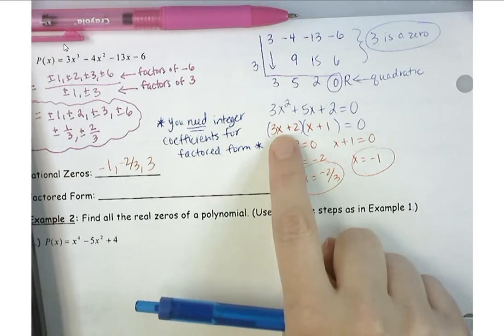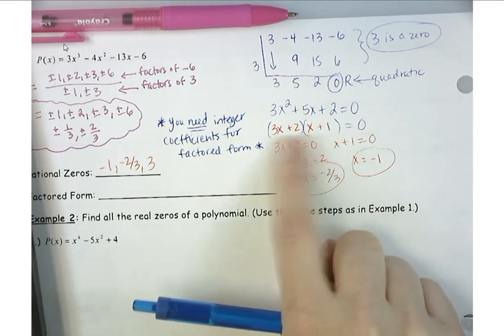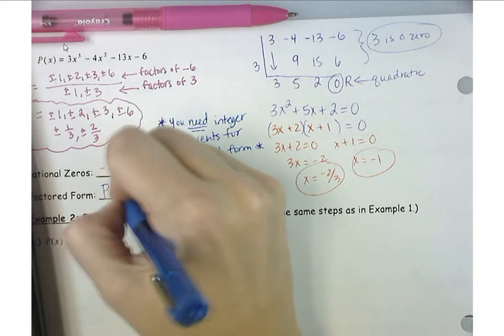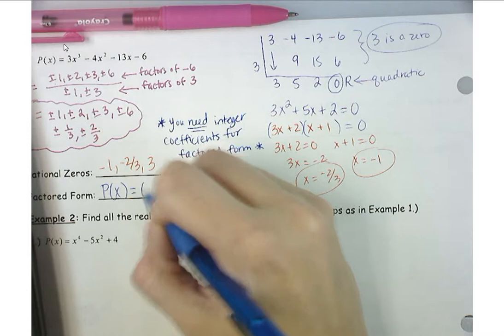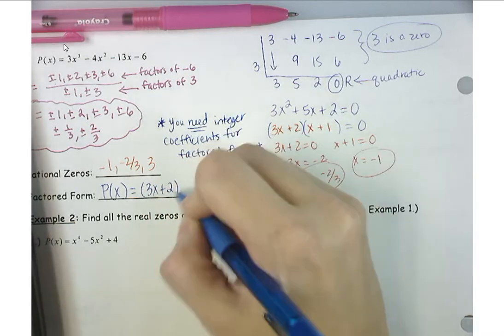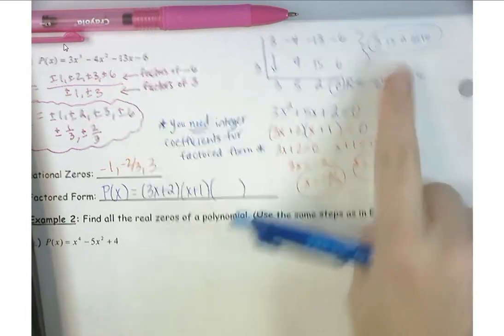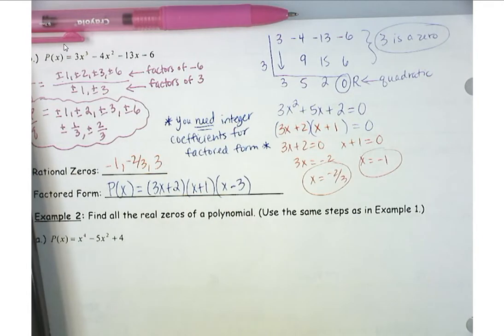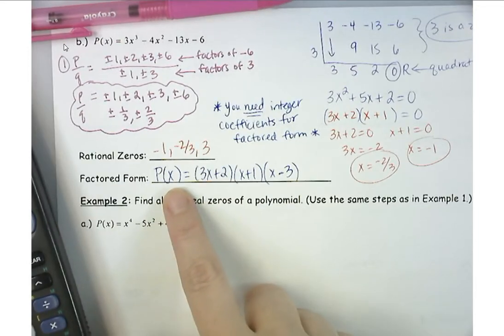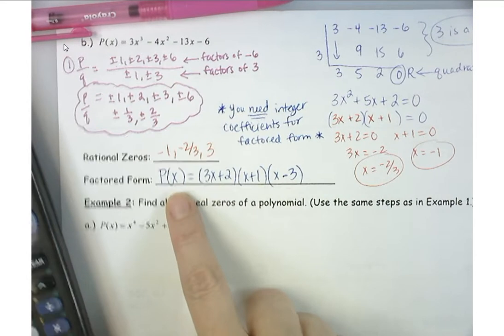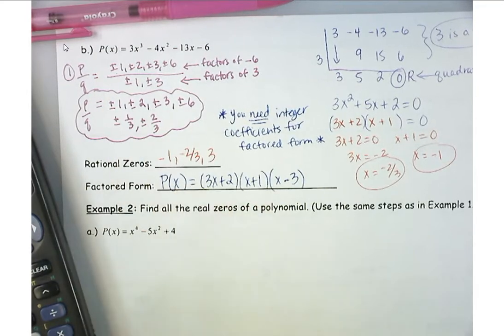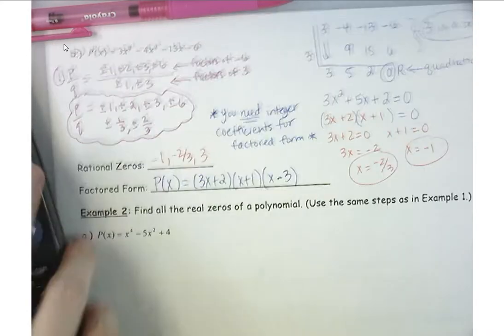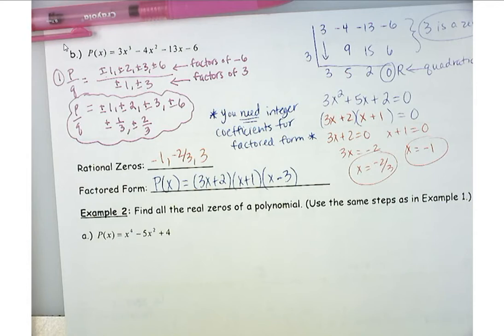Don't I already have 2 of the factors here? Yeah, so I'm just going to put those to start. I'm going to have p of x equals, I have 3x plus 2 times x plus 1, and now I just have to write a factor for 3, which would be x minus 3. Okay, will you please double check yours to make sure that you put the p of x? Because I really don't want to take off points for you missing something that small. Okay, so your factored form of p of x is going to have p of x equals. Okay, and then you'll have it in factored form. Okay, questions for me on that part?